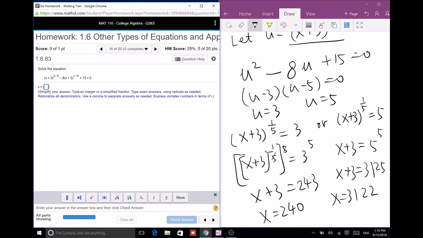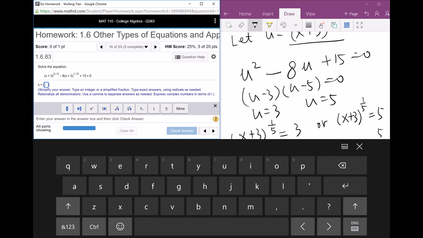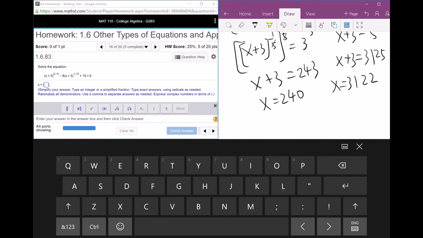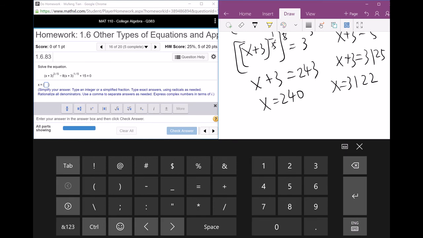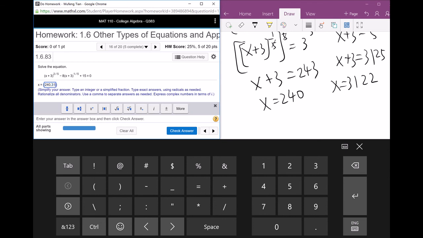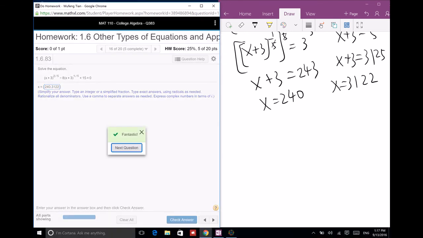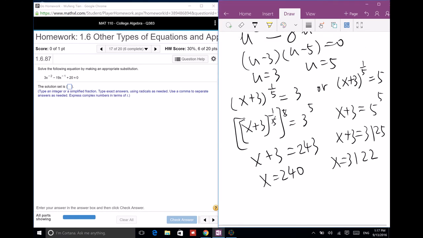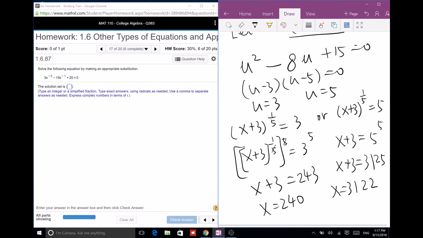Let's see if it's right or not. Okay, so it's 240, and 3122. Okay, that's how you solve the previous equation. Use U substitution and then solve it.